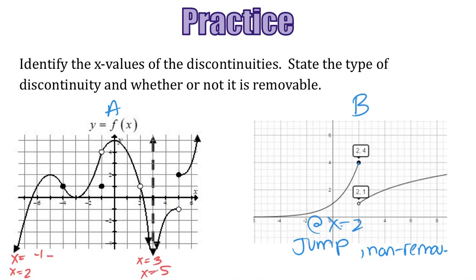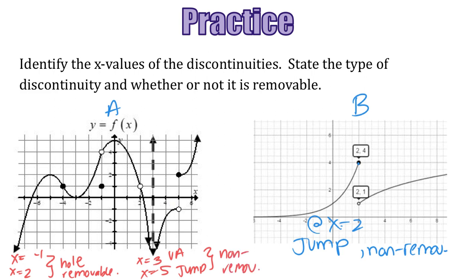For both x equals -1 and x equals 2, there's a hole, which is a removable discontinuity, which means the limit would still exist at both x equals -1 and x equals 2. X equals 3 has a vertical asymptote, x equals 5 has a jump, and both of these are non-removable discontinuities.